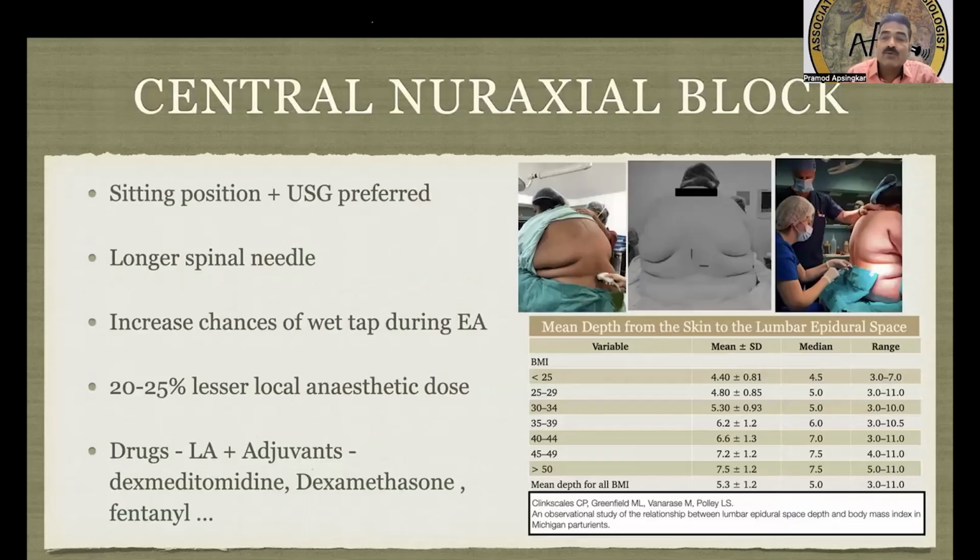Now the neuraxial block is also very difficult, because with increasing BMI, the depth of the epidural and spinal space from the skin increases.